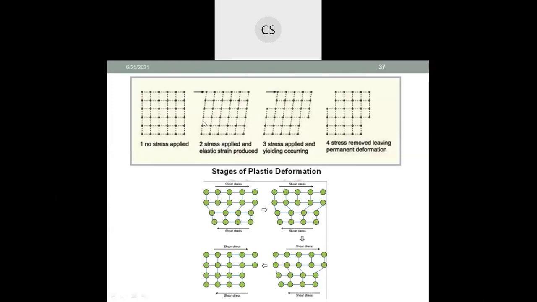This is exactly what I first showed. This is a perfect material. There is no impurity or imperfection.